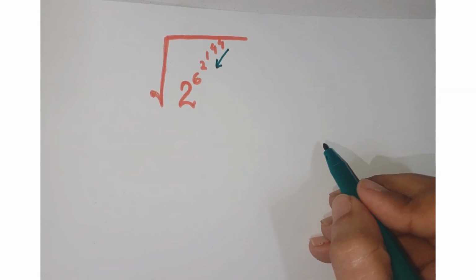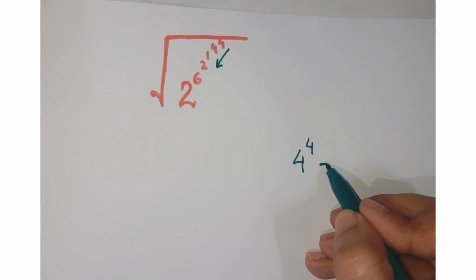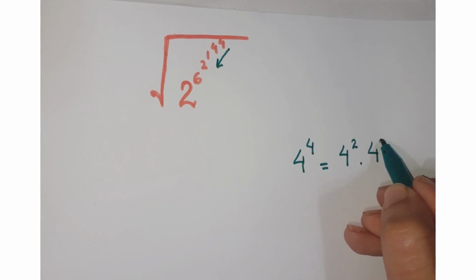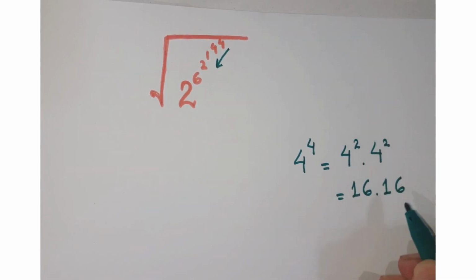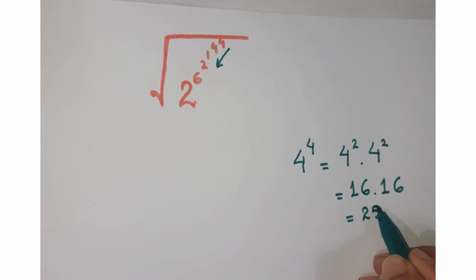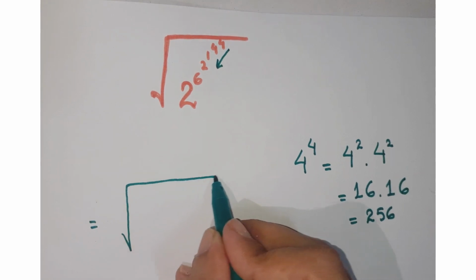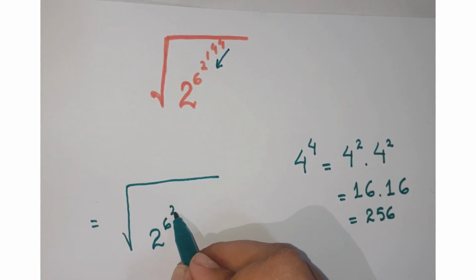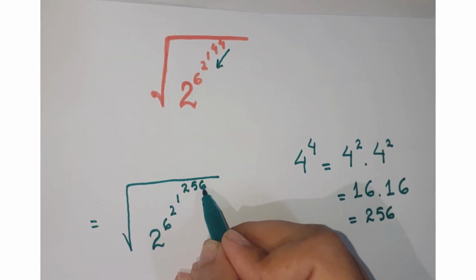So here, first of all, we are going to find 4 to the power 4. 4 to the power 4 can be written as 4 square into 4 square, which is 16 into 16, and this makes 256. And so you can write this square root as 2 to the power 6 to the power 2 to the power 1 to the power 256.